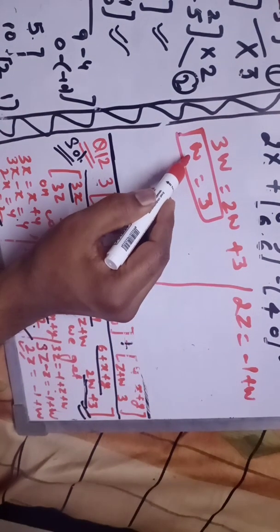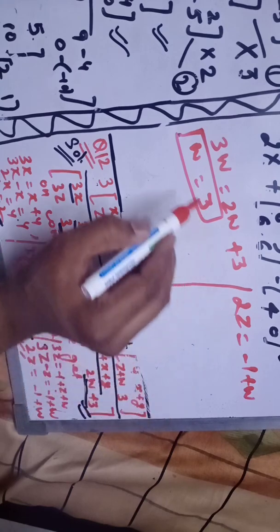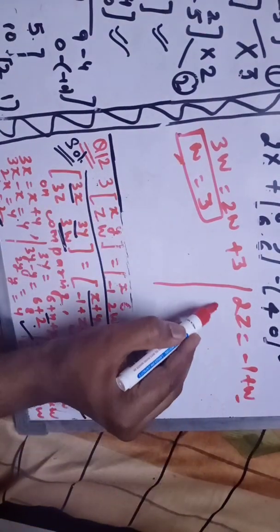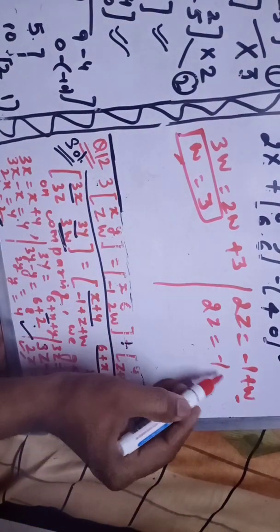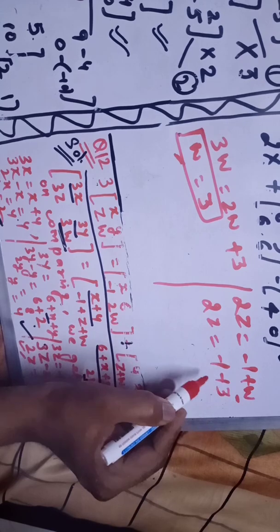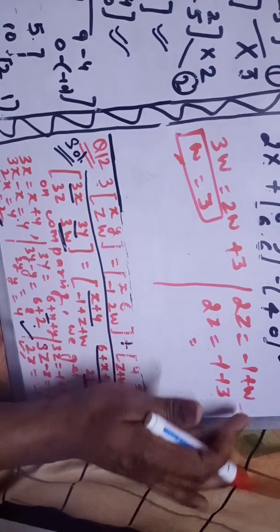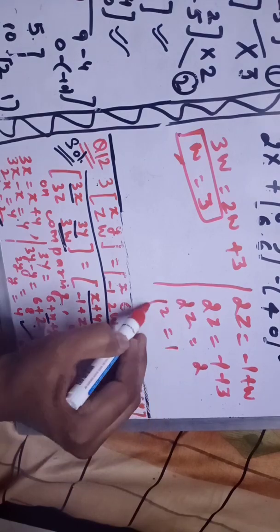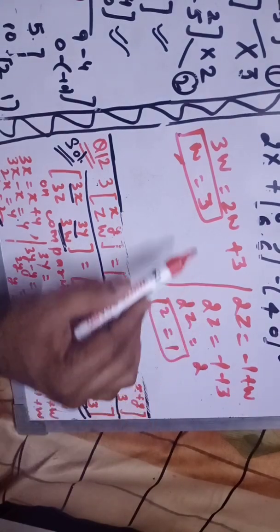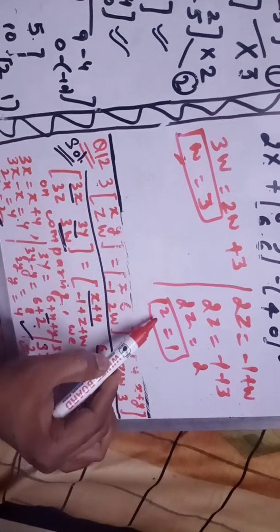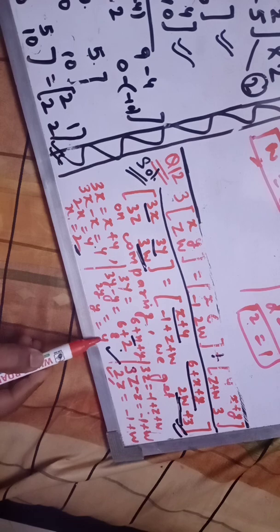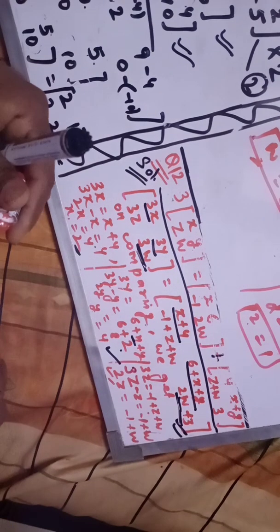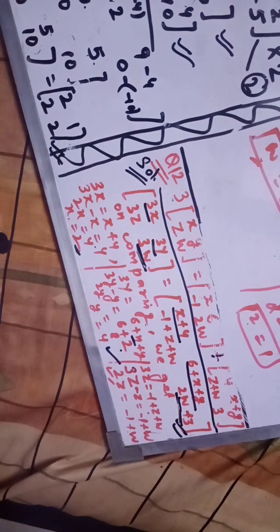So put this value of w in this equation, this value here. So 2z, that is equals to minus 1 plus 3. So it would be 2z. So z is equals to 1. So bache, here is our value of w, the value of z, value of x which is 2, value of y which is 4. So here is the value of all the 4 variables in question number 12.